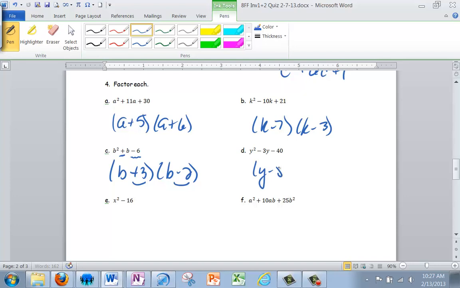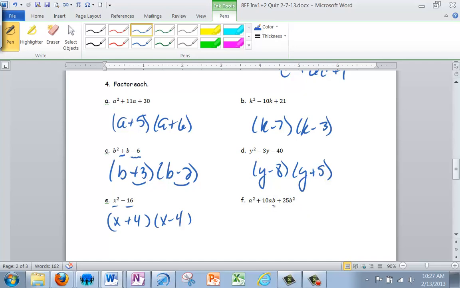This one is y minus 8 and y plus 5. Letter E is a difference of two squares. So remember that's when it's x plus 4, x minus 4. I was surprised that this one didn't go any better than it did. A lot of you had trouble with that one. F was not that bad.